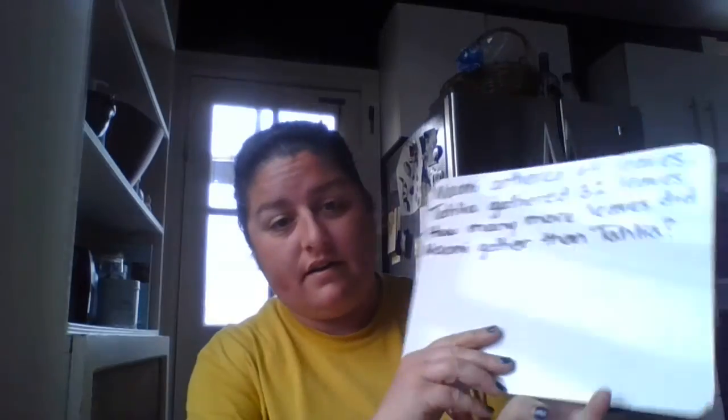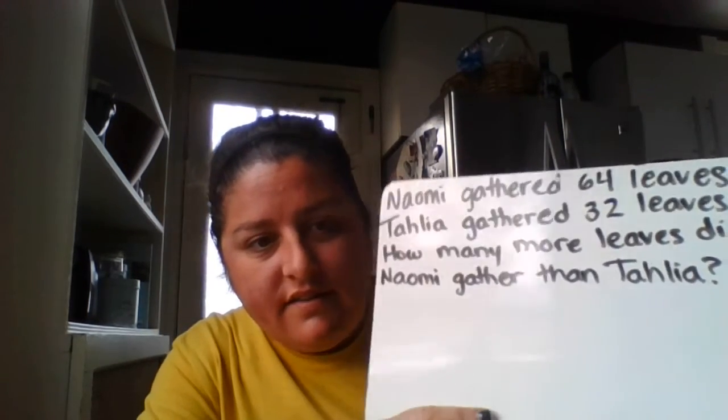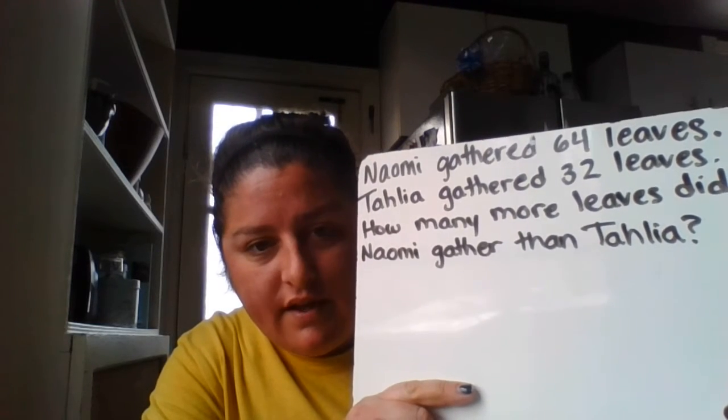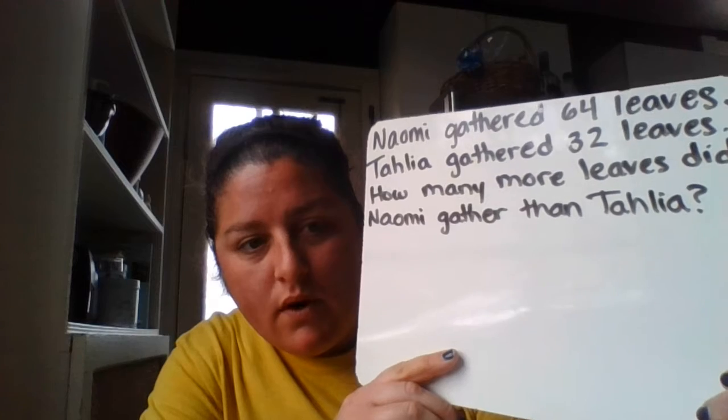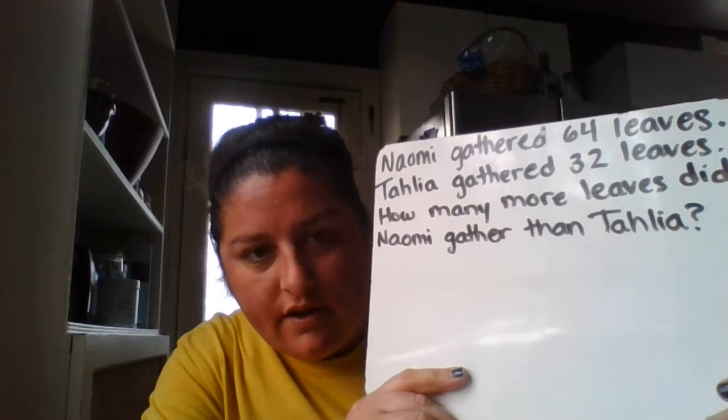All right, let's look at our problem. And the friends that are helping us out today are going to be Naomi and Tahlia. Naomi gathered, which means kind of collected, 64 leaves. Tahlia gathered 32 leaves. How many more leaves did Naomi gather than Tahlia?